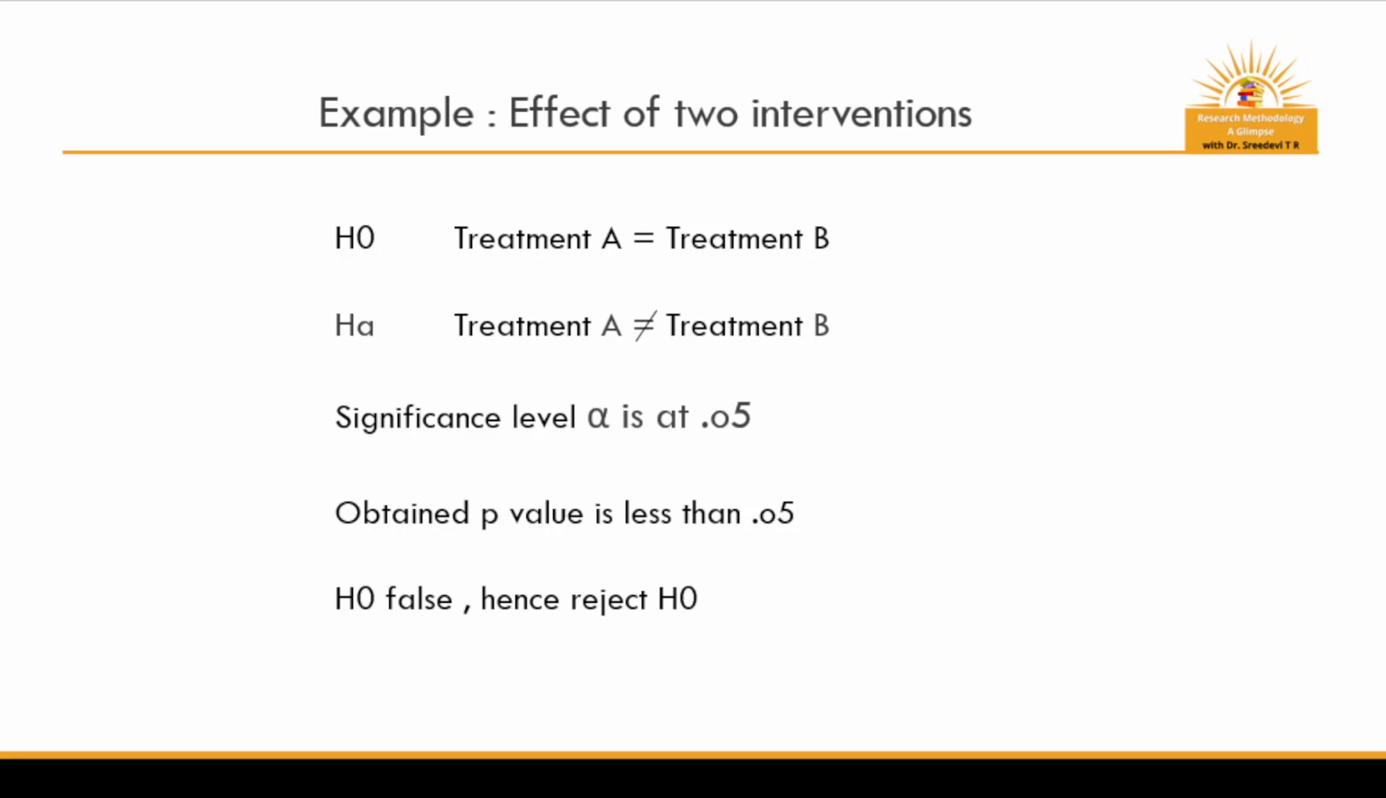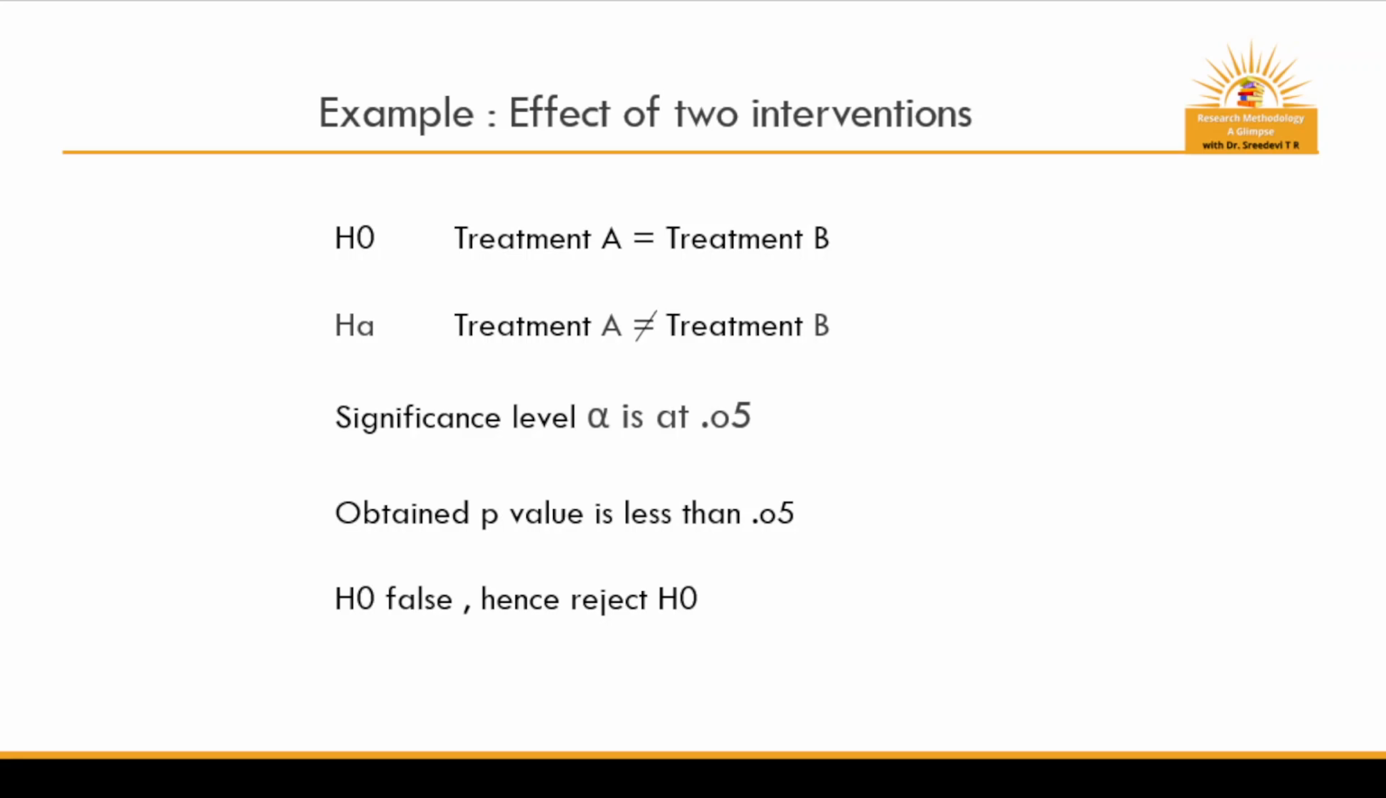Then the alpha significance level is set. Decide on the level of significance, that is 0.05, commonly used. Then intervention is given, data collection done, analysis done. The p-value is calculated. Decision is based on the calculated p-value. Use p-value to decide whether to reject or not to reject null hypothesis.